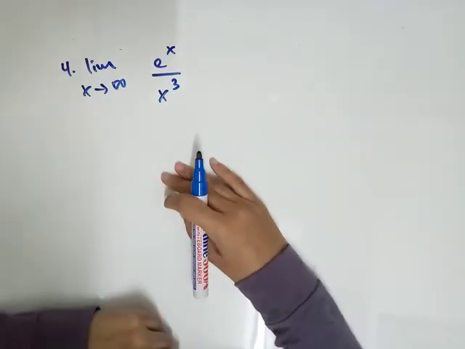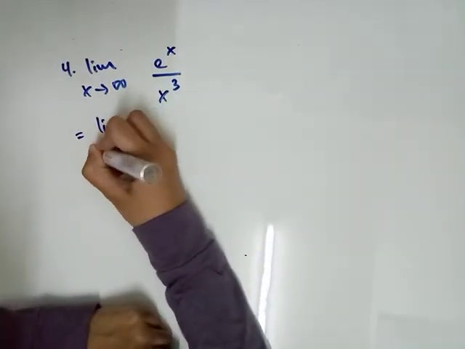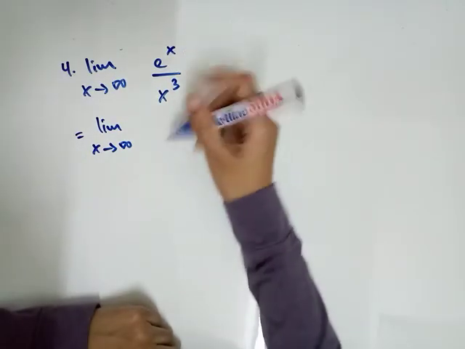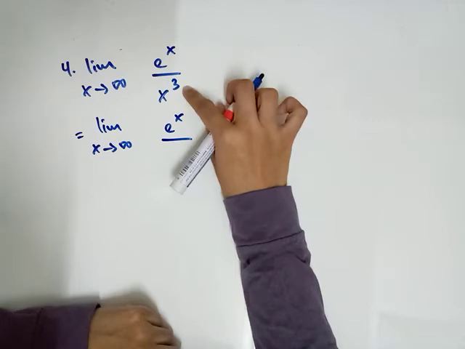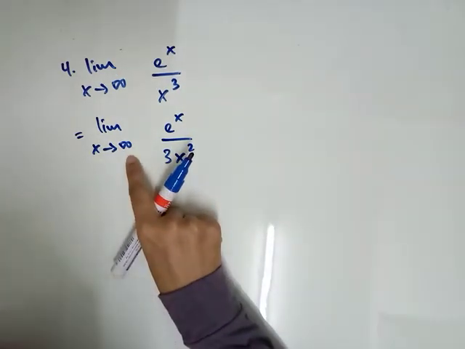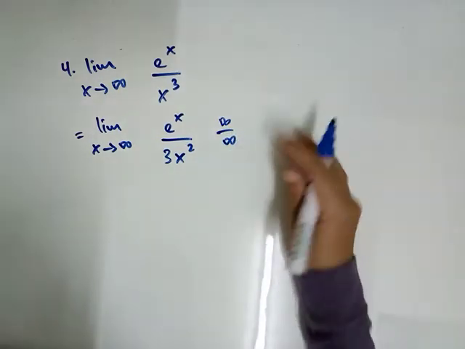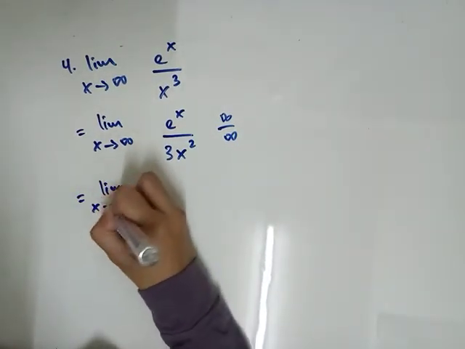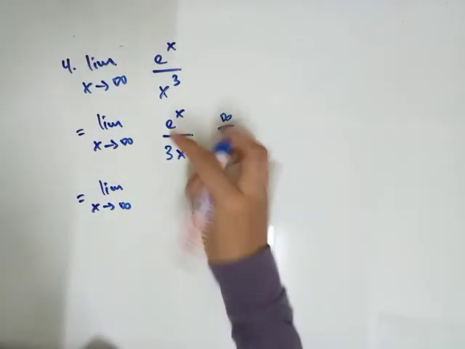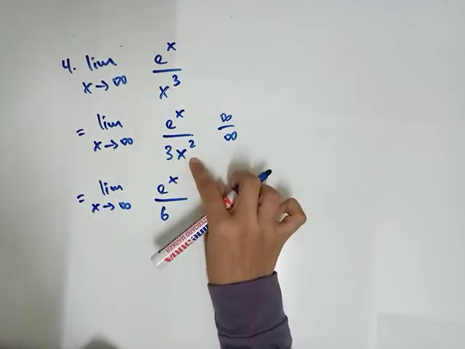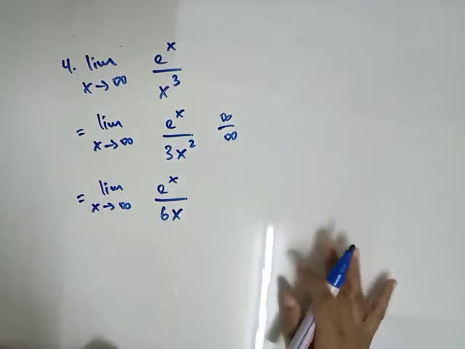Limit x approaching infinity. Differentiate e to the x, we get e to the x. Differentiate x cubed, we get 3x squared. So try a direct substitution. We still get infinity over infinity, right? So we can apply L'Hopital's rule again. Differentiate e to the x, we get e to the x. 2 times 3, we get 6. Differentiate 3x squared, that means 6x.